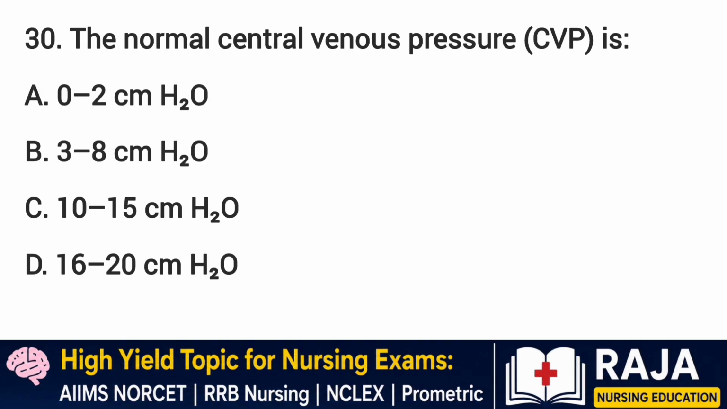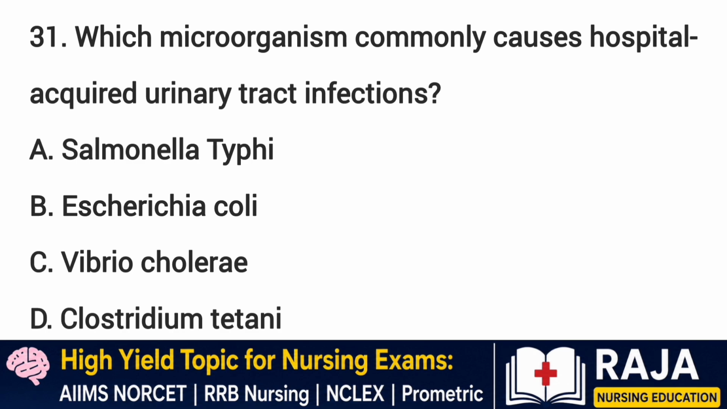The normal central venous pressure is? The option is B, 3 to 8 cm H2O. Which microorganisms commonly cause hospital-acquired urinary tract infections? The answer is B, Escherichia coli.